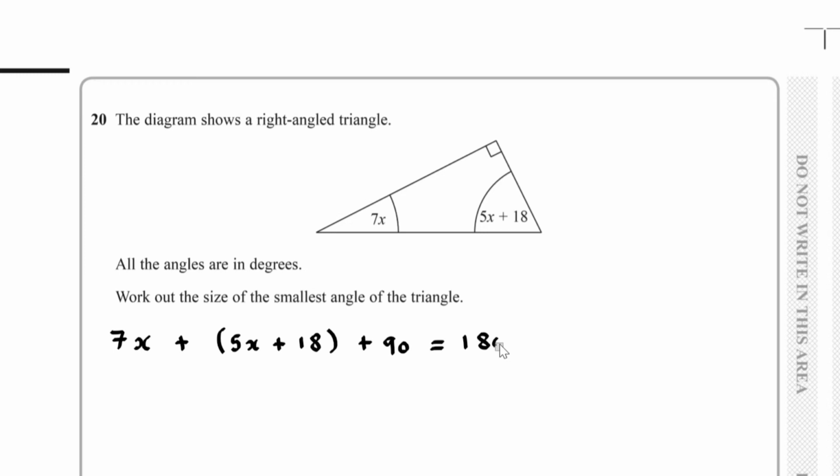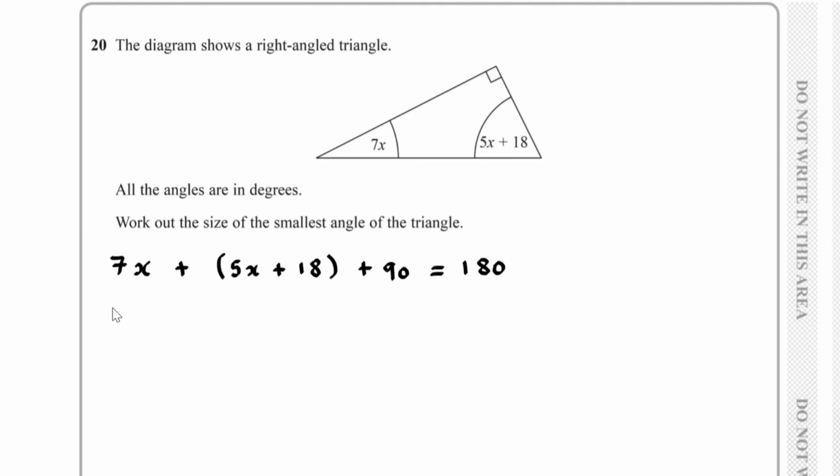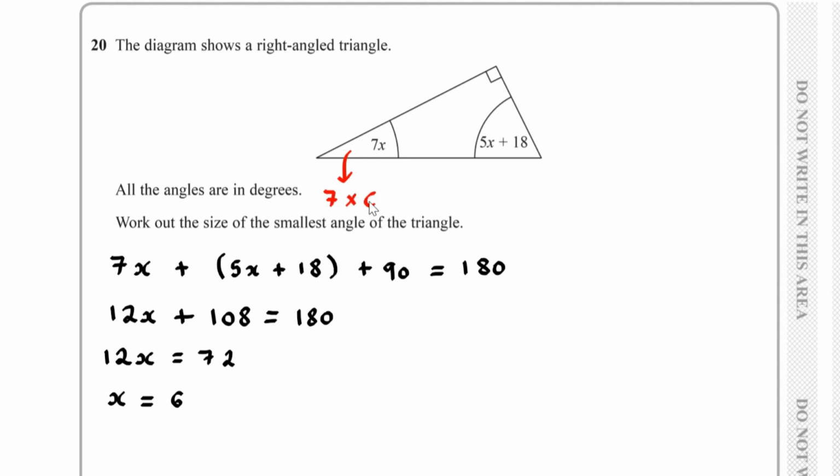So 7x plus 5x is 12x. 18 plus 90 is 108. 12x plus 108 is equal to 180. Subtracting 108 from both sides, we will find 12x to equal 72, which means x is equal to 6. So this angle here will equal 7 times 6, which is 42.